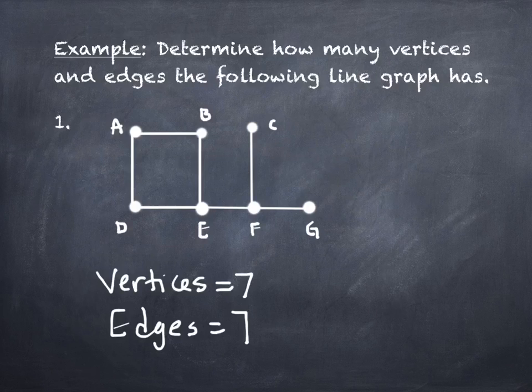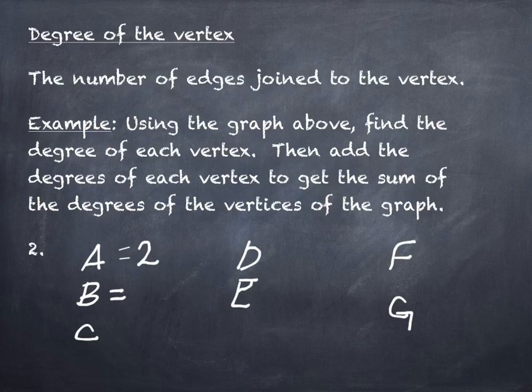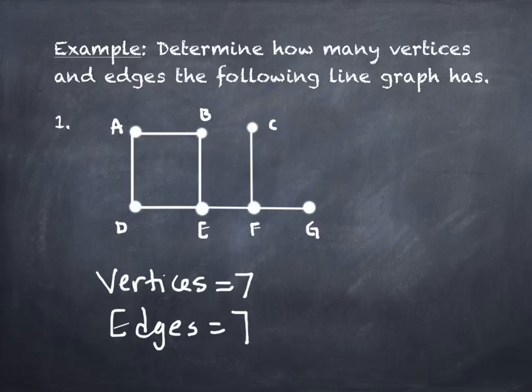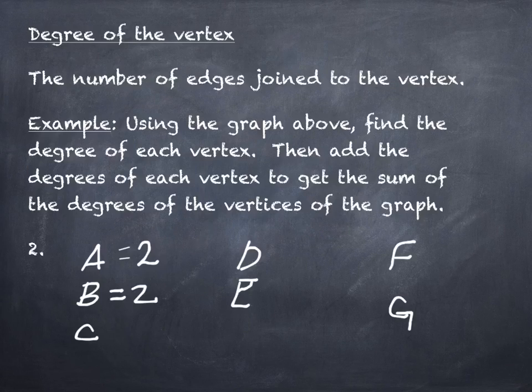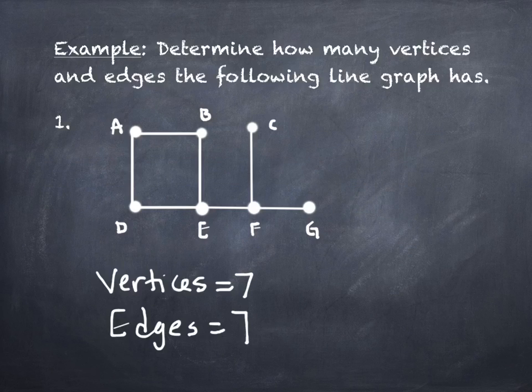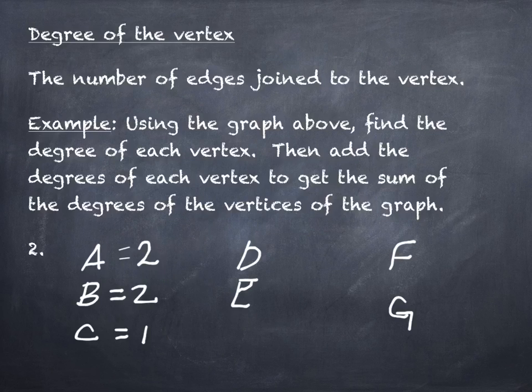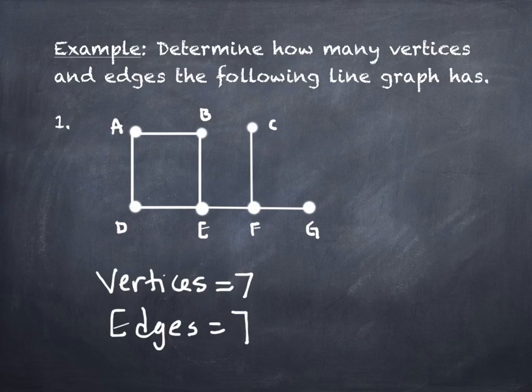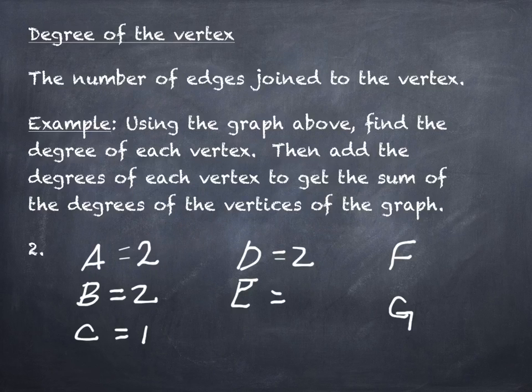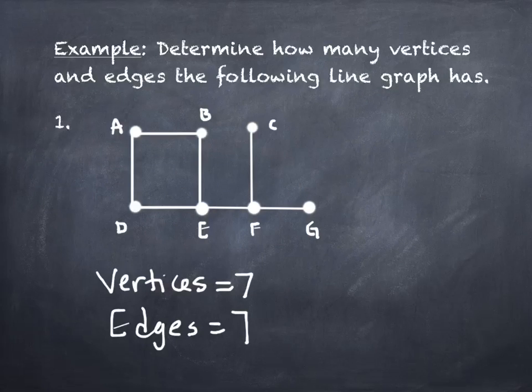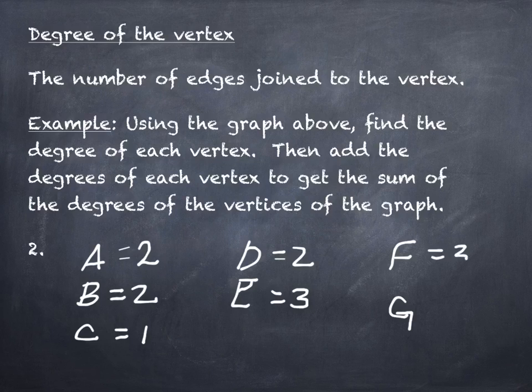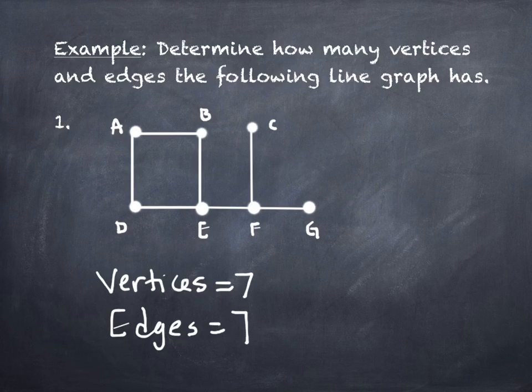Okay. How about vertex B? 2. That's also 2. C? 1. That one's 1. D? 2. E? 3. F? 3. Also 3. And last but not least, G? 1.